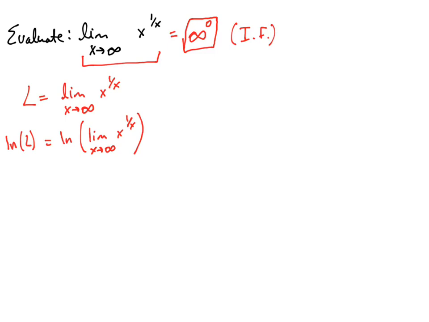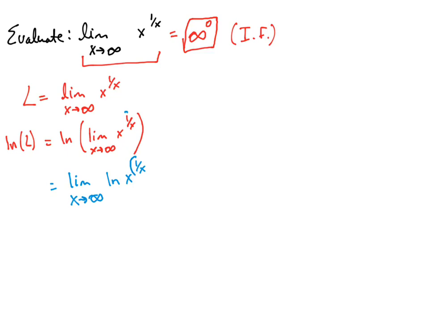Okay, and by doing that, on the right-hand side, first of all, we can say the natural log of a limit is the same as the limit of the natural log of a function. So we can rewrite this as the limit as x goes to infinity of the natural log of x to the 1 over x power.